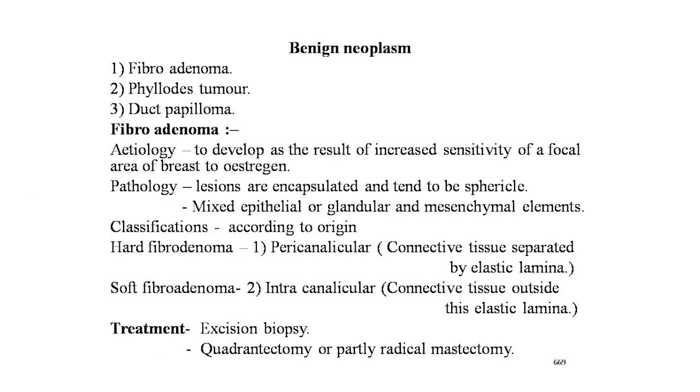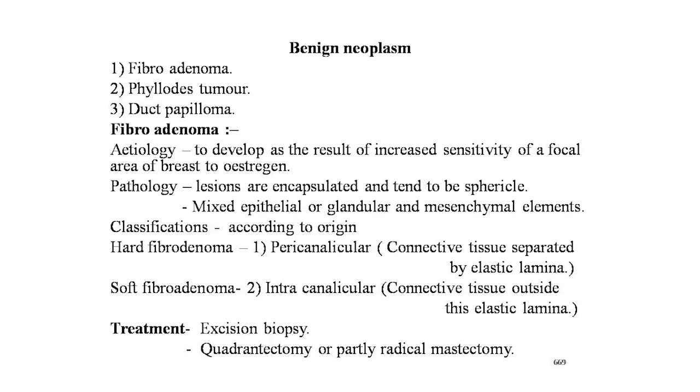Now first we start with the benign neoplasms. Fibro-Adenoma, Phyllodes tumor and duct papilloma are called benign neoplasms of the breast. First we start with the Fibro-Adenoma. This is the most common benign tumor of the female breast. It is a new growth composed of both fibrous and glandular tissues.